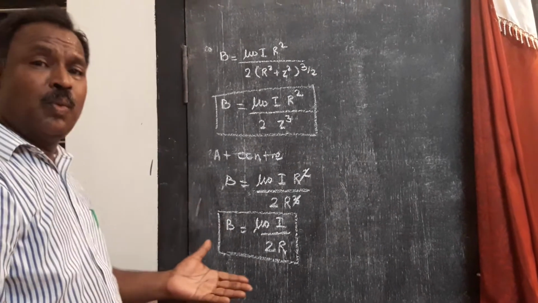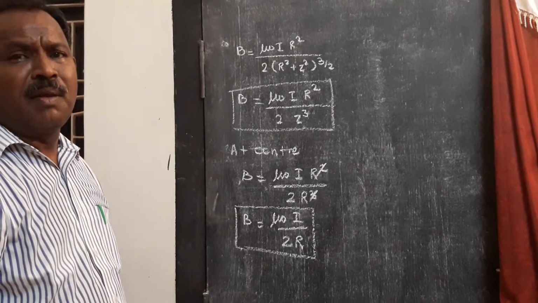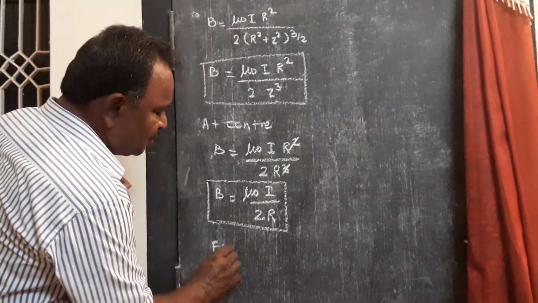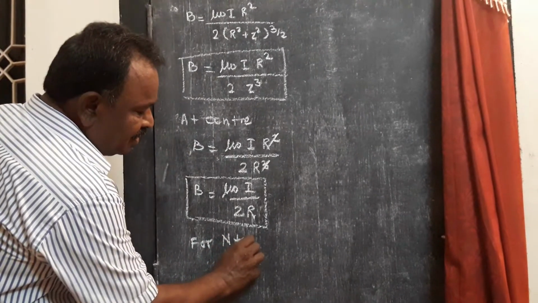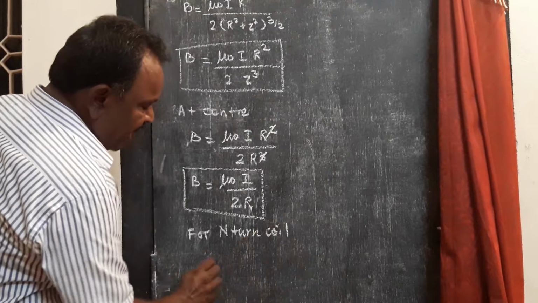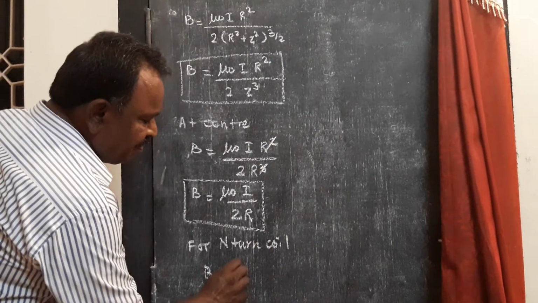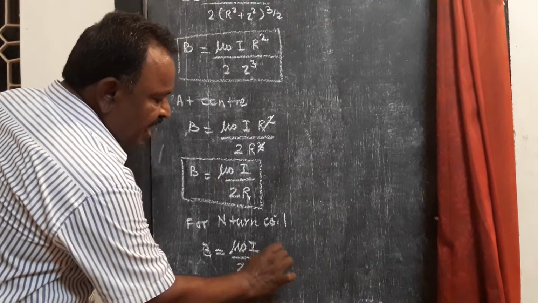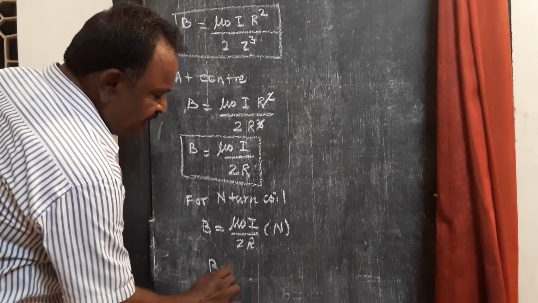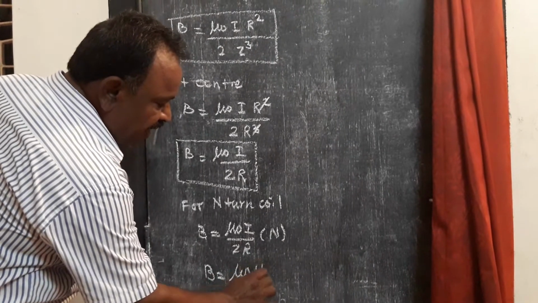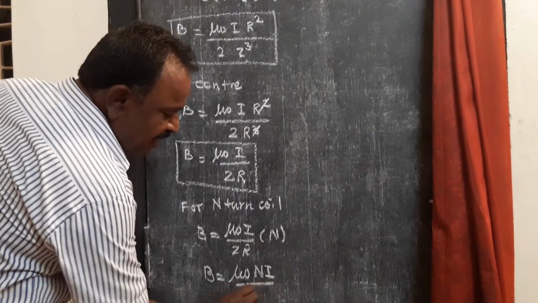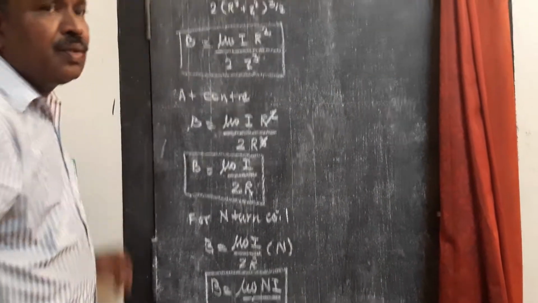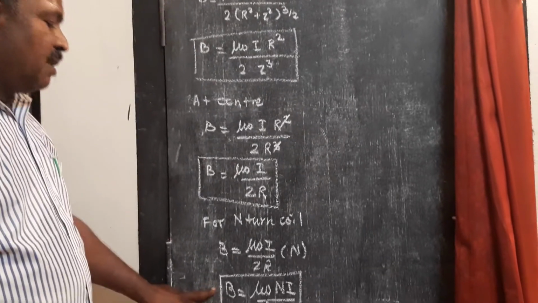So instead of a loop, if we have a coil, it will have more number of turns. For an n-turn coil, the magnetic induction at its center is given by mu naught I by 2R into N. So magnetic induction due to a coil of wire is given by mu naught N I by 2R. So this is the magnetic induction due to a circular coil.